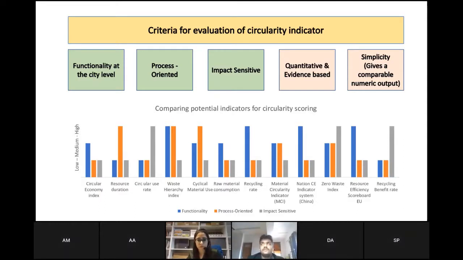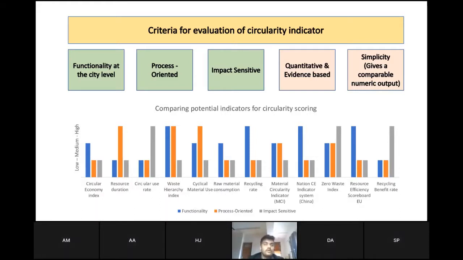Our main idea was that the indicator should take some tangible factors into account. And the other part was simplicity, which means the indicator should translate into a simplistic score that could be used for benchmarking or comparison between two cities. So out of all indicators that we found, the indicators which qualified on these two criteria were taken to the next level and were evaluated on the other three criteria, which is functionality at the city level. Generally, we see that indicators lose relevance in practical application.